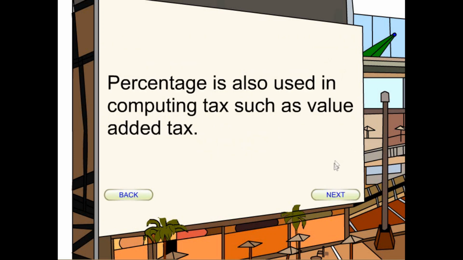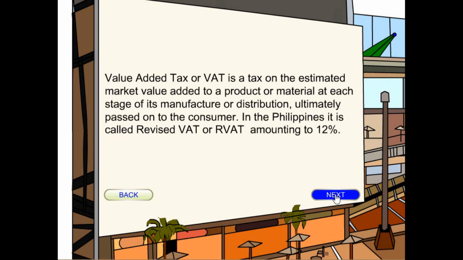Percentage is also used in computing tax such as value-added tax. Value-added tax or VAT is a tax on the estimated market value added to a product or material at each stage of its manufacture or distribution, ultimately passed on to the consumer. In the Philippines, it is called revised VAT or RVAT, amounting to 12%.